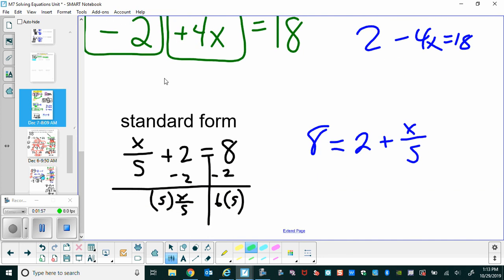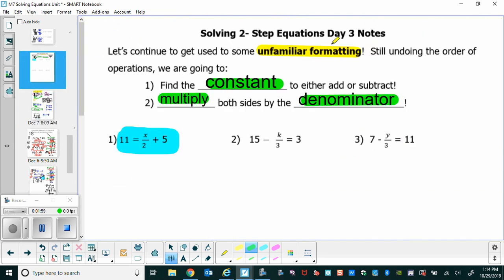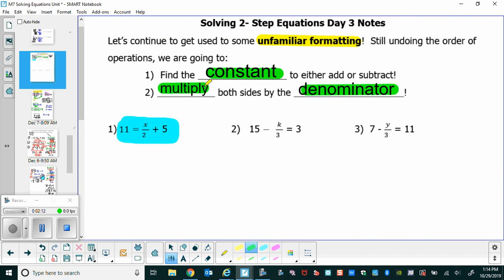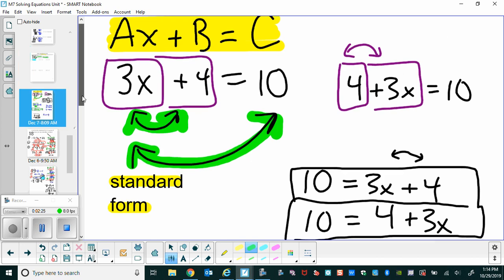So if you have any unfamiliar formatting, it might be because it's not in standard form, but we're still going to be undoing the order of operations, and we're still looking for the constant first. And in these problems right here, because we have fraction bars, we're going to be multiplying both sides by the denominator in our second step. So this blue highlighted problem over here is currently not in standard form. If you saw x over 2 plus 5 equals 11, then it'd be in standard form.